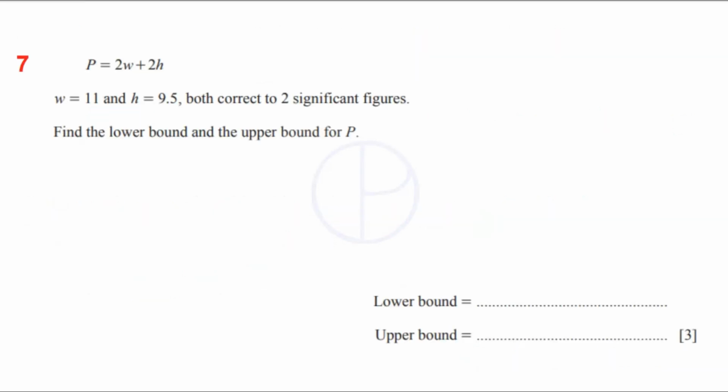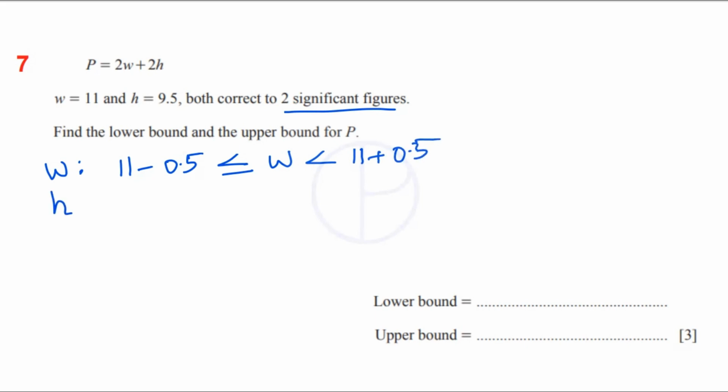The next question is P is equal to 2W plus 2H, W equal to 11 and H is 9.5, both correct to two significant figures. Find the lower bound and upper bound for P. For W, we have to add one more significant figure. So that will be 0.5. So 11 minus 0.5 less than or equal to W less than 11 plus 0.5.